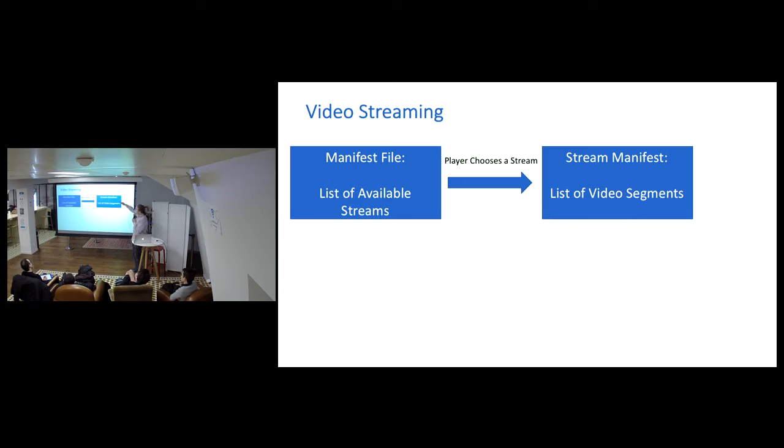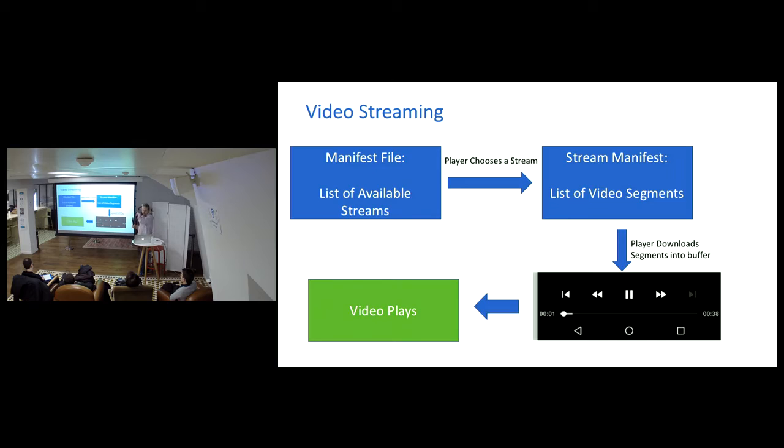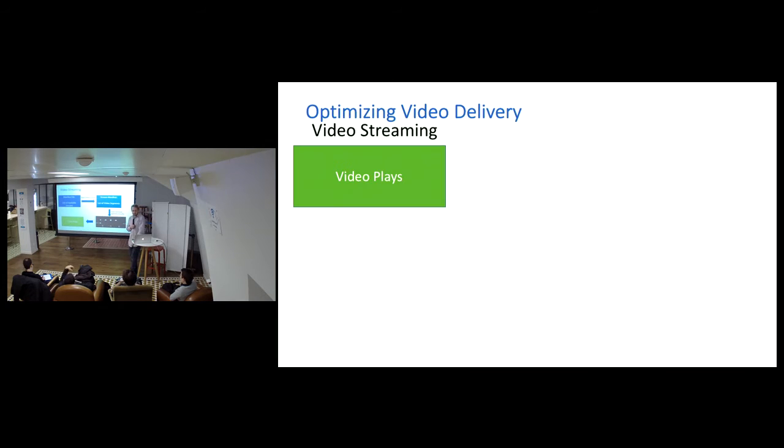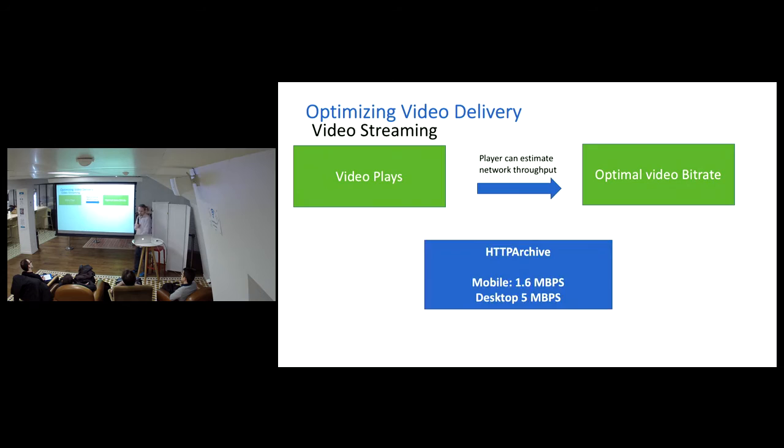So the way video streaming works is there's a manifest file. It gives a list of all the different bit rates that are available, and the player picks the appropriate bit rate. It starts downloading those video segments. They get downloaded into the buffer. You can see this is the buffer right here, and we all know that if there's video in the buffer, the video will play. The way it initially starts out is, and then once it starts out, if it thinks it can go to a higher bit rate, it knows how fast these files are downloading. It can estimate the network throughput. It can find that optimal video bit rate.